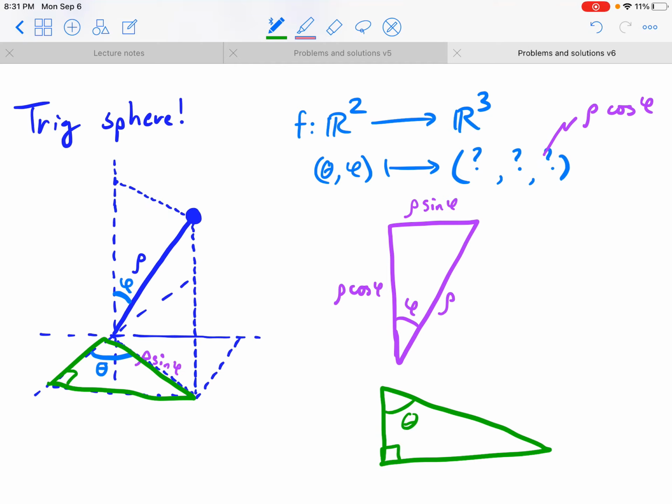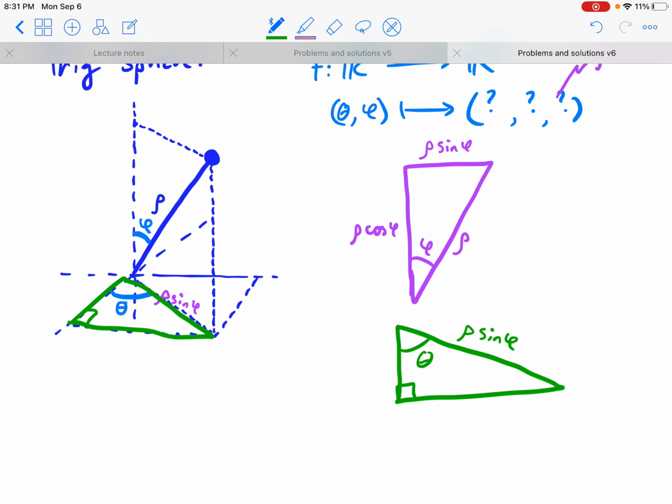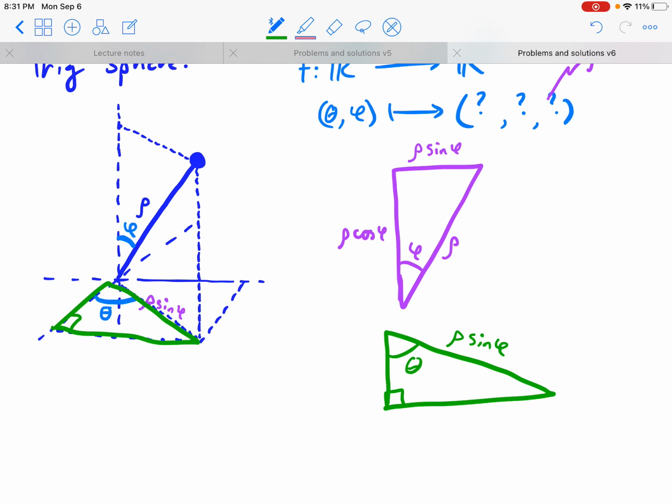And this is now my theta, this is 90 degrees. And so then this is rho sine phi. Okay. And now, instead of r, so this is opposite. Here we have the angle, and now over here is opposite, so that gets the sine. That is the sine of theta. And here's angle theta, and this is adjacent, so that is the cos of theta.